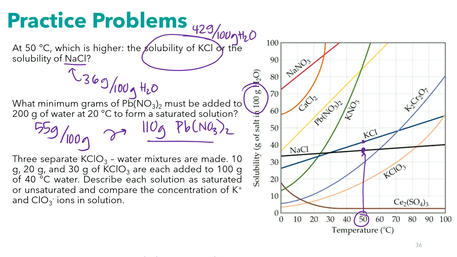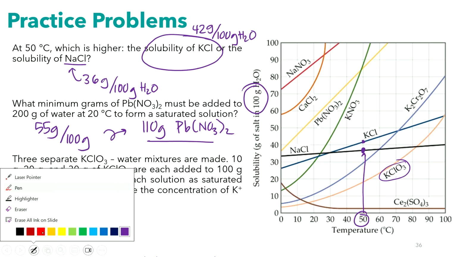Okay, last question. I've got 2 minutes for it. Three separate potassium chlorate solutions are made. I put them all into 100 grams of water. In one I put 10, the next I put 20, and the next I put 30. I want to know if they are saturated or unsaturated, and then I want to compare their concentration. Let's look at where our KClO3 is. It's right here, and I'm working at 40 degrees.